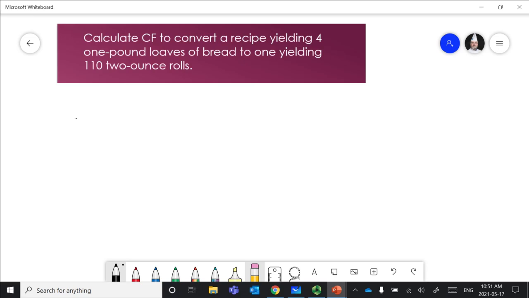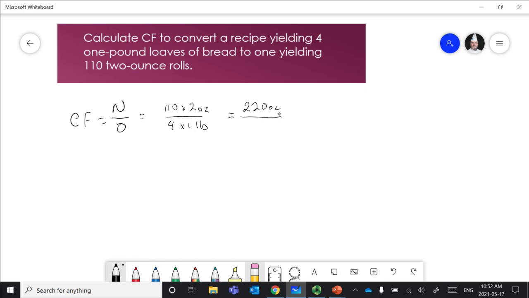So again, our conversion factor equals new over the old, and our old is 4 1-pound loaves. So let's go like this: 4 times 1 pound. And our new is going to need 110 times 2 ounces. So you see how the pounds and ounces don't match. Those are 2 totally different portion sizes. So we need to figure out how many ounces. This one's pretty straightforward: 110 times 2 ounces is going to give us 220 ounces.